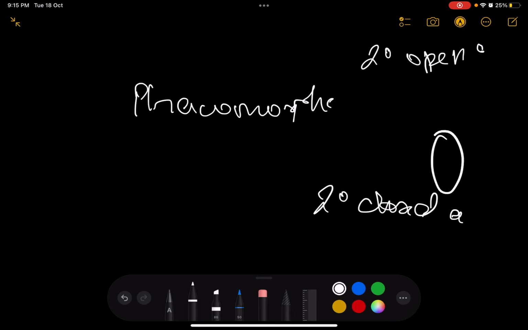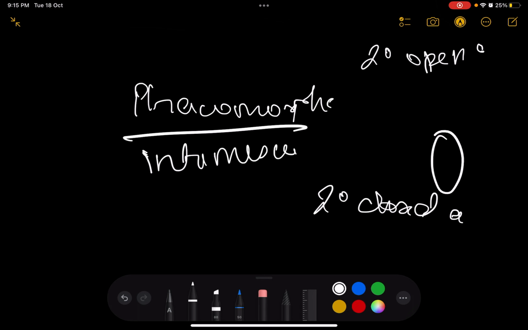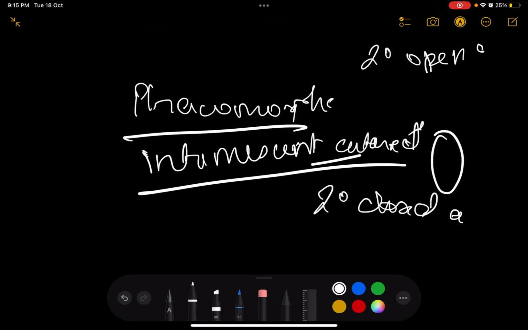It's caused by intumescent cataract. What is it caused by? It's caused by intumescent cataract, and an intumescent cataract is a cataract where there's going to be swelling of the lens. So phacomorphic glaucoma is caused by intumescent cataract, and it's causing secondary angle closure glaucoma.